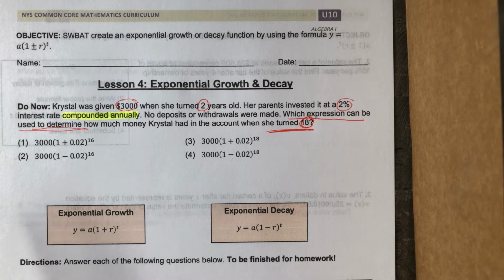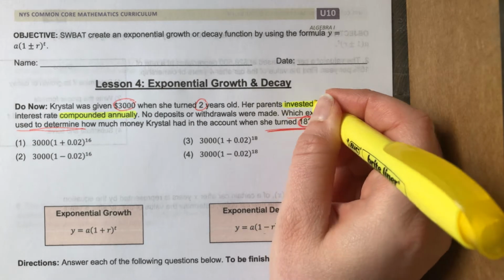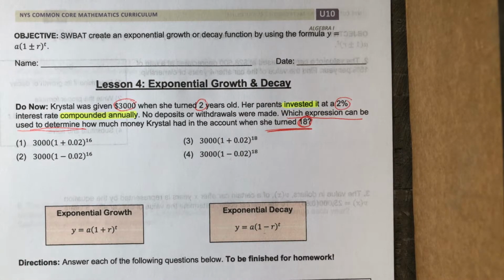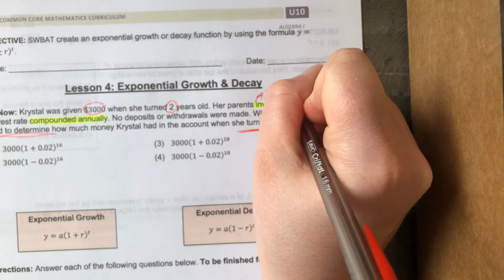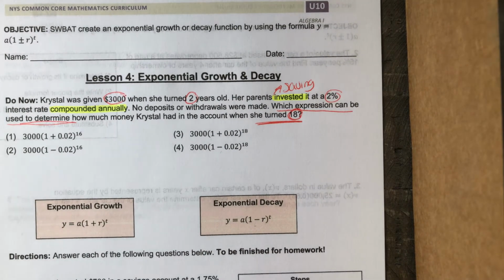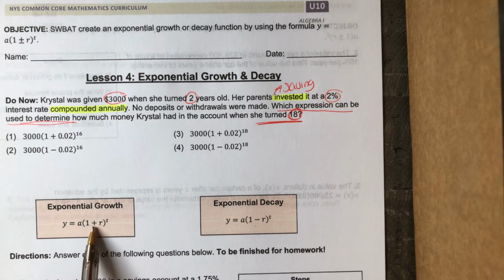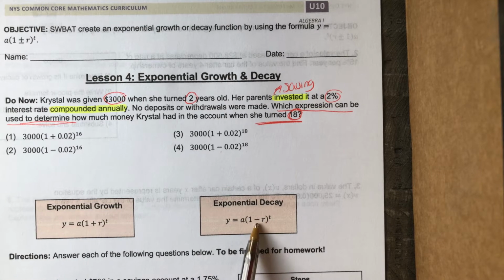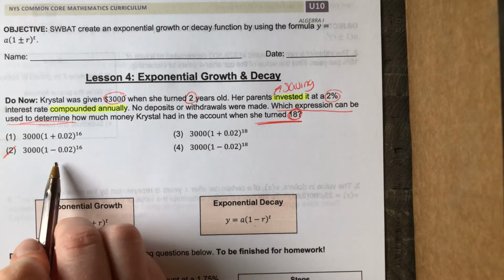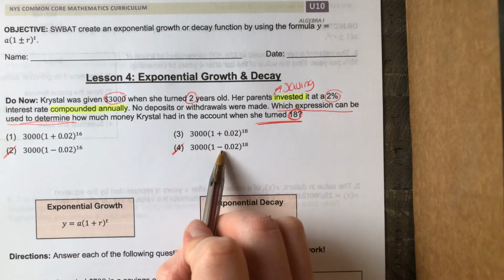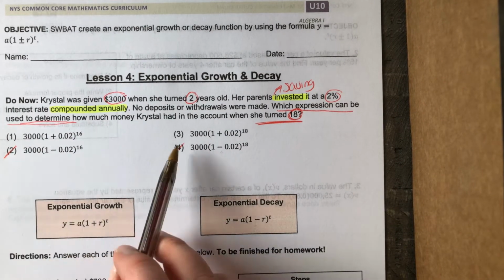So Crystal was given that $3,000 and she was investing that money. I wanted to save that for the end because that's the key word that's telling me which formula to use. Because if I'm investing money, it means that I'm saving money. So if I'm saving money, I should be thinking something with addition, not subtraction. So right away, if I'm looking for a plus sign, it can't be 2 because it's a minus, and it can't be 4 because that's minus. So right away, it's got to be 1 or 3.